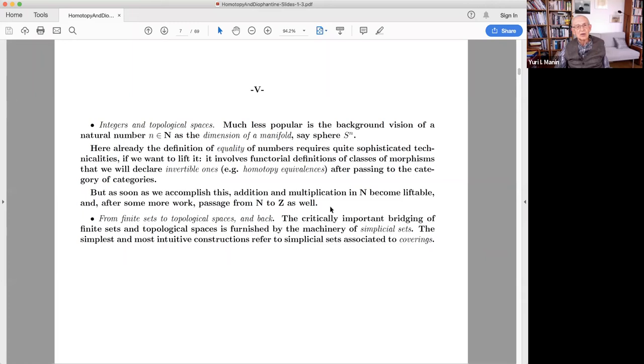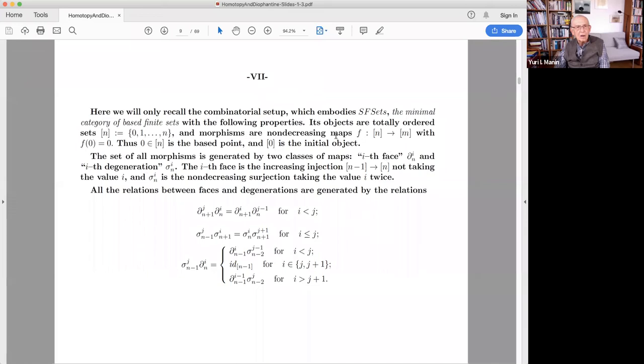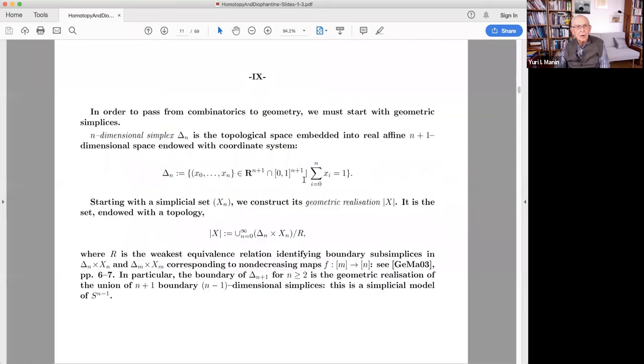This is the machinery of so-called simplicial sets. And the simplest and most intuitive constructions refer to simplicial sets associated to coverings of topological spaces. Roughly speaking, we will see later what a simplex, a geometric simplex, is. Here is the n-dimensional geometric simplex.